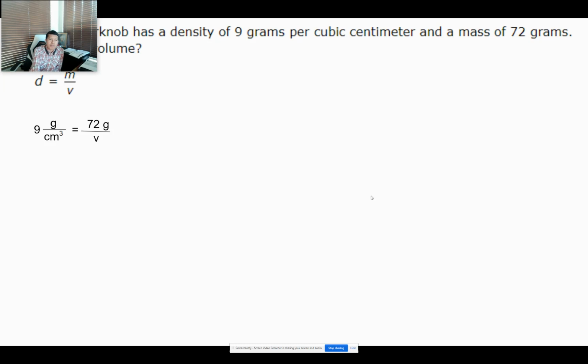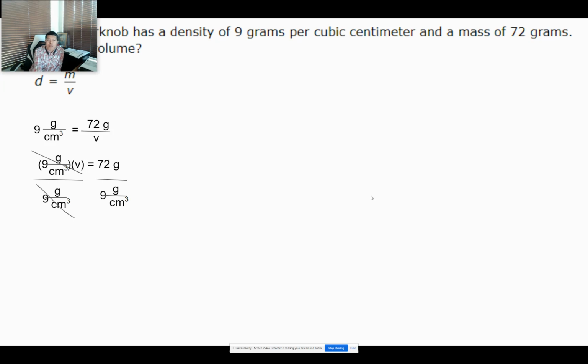To solve for the volume, what we have to do here is to cross multiply. So 9 grams per cubic centimeter times the volume. So we multiply that, and then it's equal to 72 grams. We need to solve for the volume. So we have to remove what's in there that's not a volume. So in the left side of the equation, we have to remove 9 grams per cubic centimeter. We divide that in both sides. So in the left side of the equation, we can cancel out 9 grams per cubic centimeter from the numerator and the denominator.